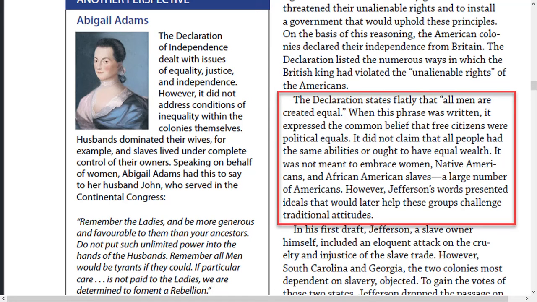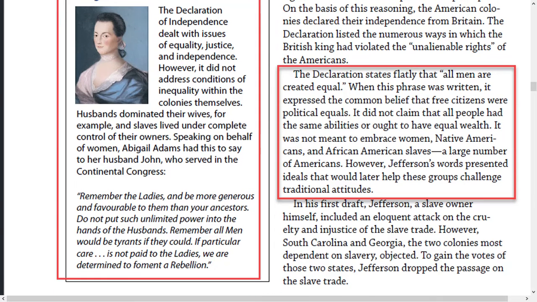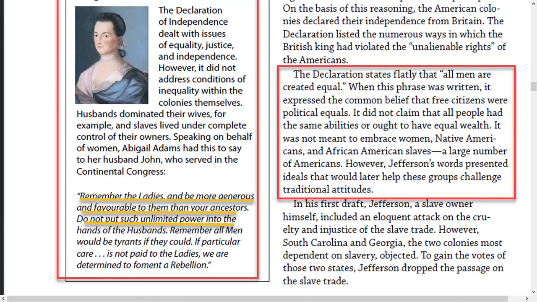I also wanted to point out to you this section here on Abigail Adams, who did fight for women's rights at the very earliest in our country's history. She encouraged her husband, John Adams, who went to the Continental Congress, to remember the ladies and be generous and favorable to them than your ancestors, and do not put such unlimited power into the hands of men. Remember, all men would be tyrants if they could.